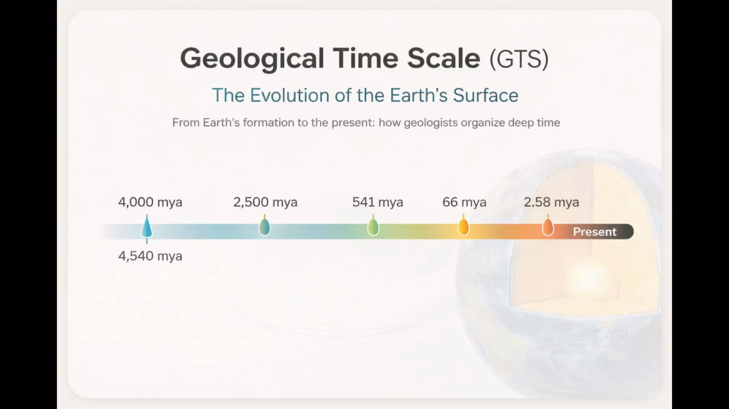This lesson introduces the geological timescale, or GTS, basically Earth's history organized into a structured timeline. The key idea is that Earth's surface, atmosphere, oceans, and life have all changed dramatically, but those changes happened over immense spans of time. So we need a consistent way to divide and talk about deep time, from about 4,540 million years ago all the way to today.